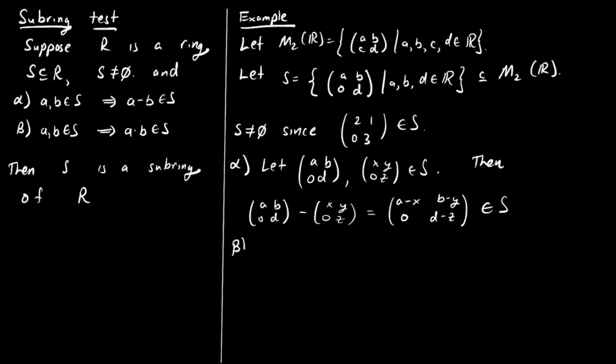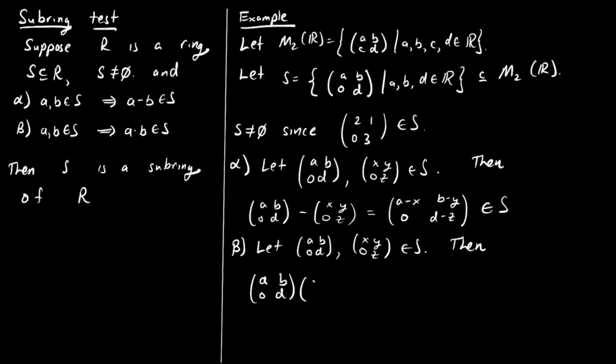Now let's check condition beta. So condition beta requires us to check closure under multiplication. So again, I'll say let [[A, B], [0, D]] and [[X, Y], [0, Z]] be elements of S. Then let's multiply these. So here's A, B, 0, D, X, Y, 0, Z. And when I multiply these together, let's see what I get. I get AX in the top left. The next entry is AY plus BZ. The next entry is going to be 0. And the next entry is going to be DZ.